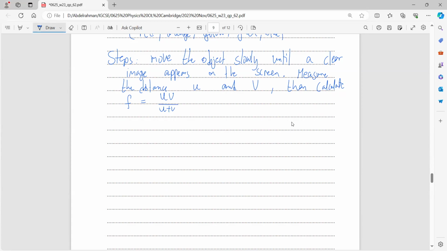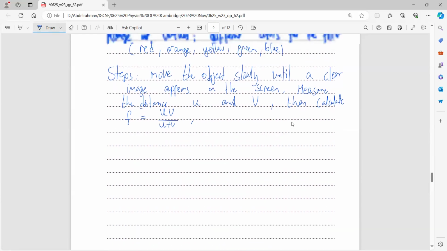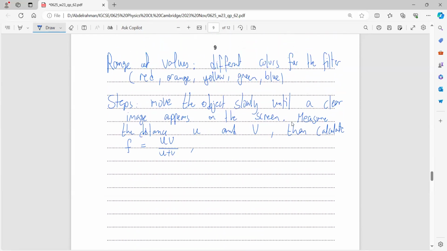طيب كده I moved the object slowly. The image has appeared. Then I have to measure U and V, and then I have to calculate F. شباب, one of the crucial points, you have to write this point in any investigation: that I will repeat the experiment for the different range of values. And for example, I will repeat the experiment for the different color filters that I have. صح?